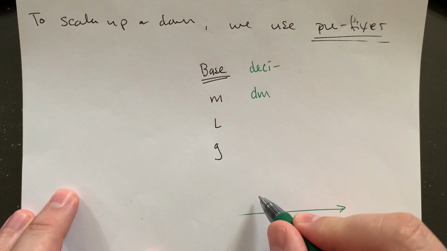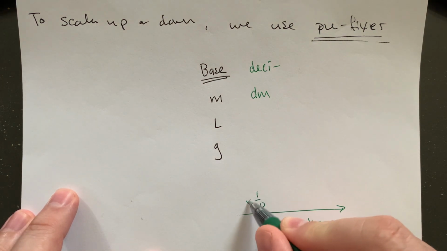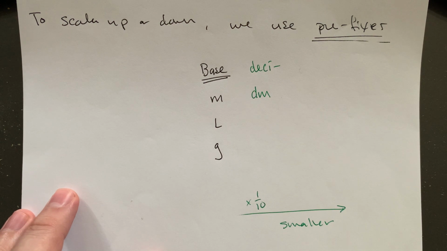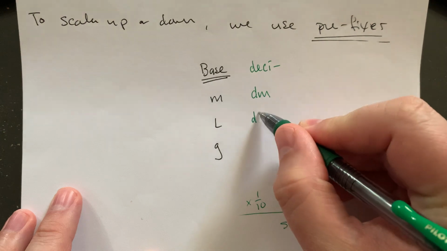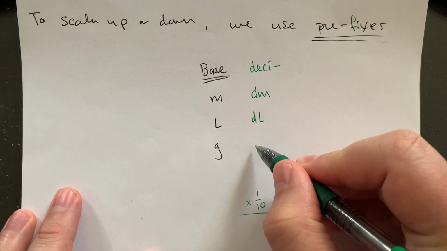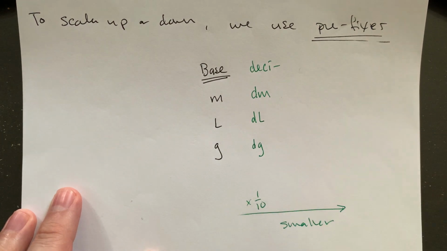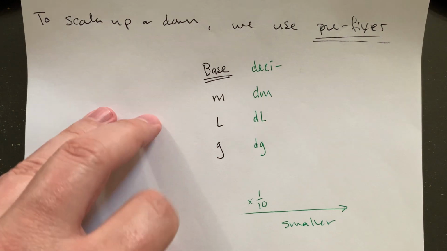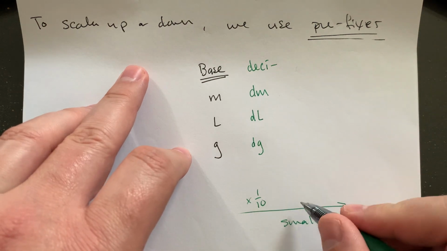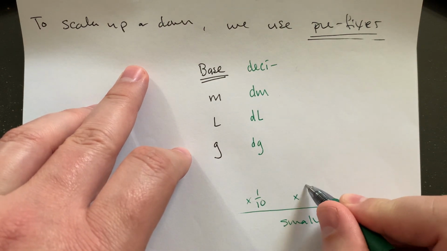So this is times 1/10, I think is how the book writes it. So it's 1/10 the size of a meter, a decimeter. It would take 10 decimeters to make 1 meter. And then that same relationship is true for liters and grams. You're going to have deciliters and decigrams. So the abbreviation there is DM, DL, and DG. So it's 10 of those to get 1 of the base unit. If you go again, that's going to take you from 1/10 to 1/100th.